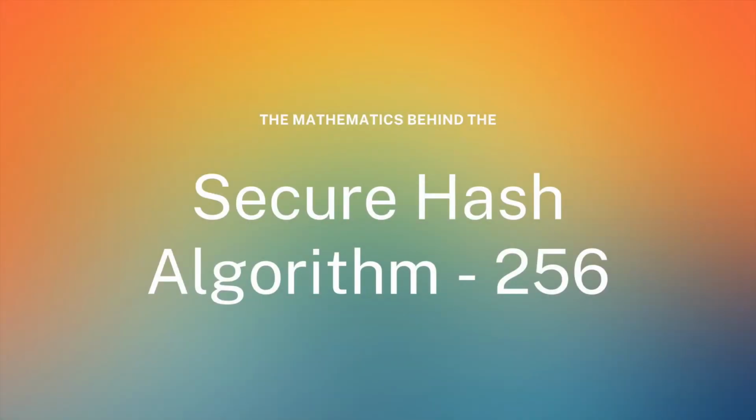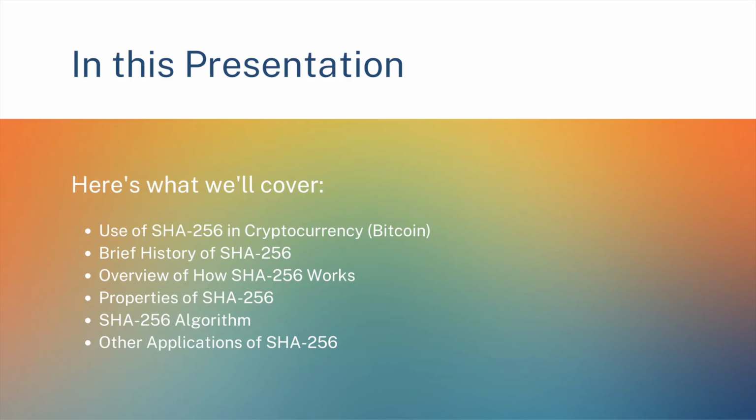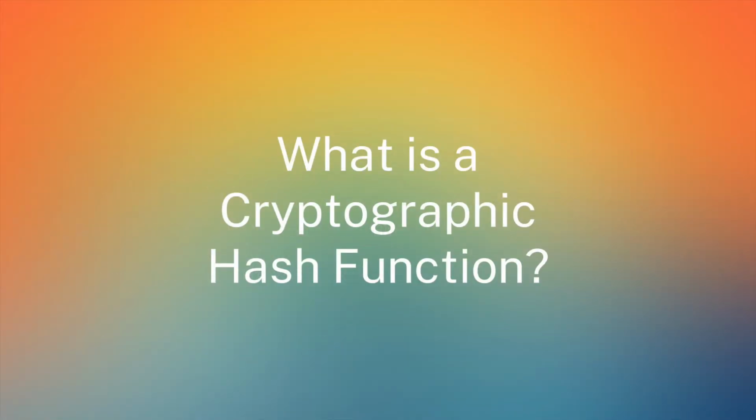Today, I will be discussing the Secure Hash Algorithm 256, which is one of the cryptographic hash functions used in society today. More specifically, I will delve into the following topics: the use of SHA-256 in cryptocurrency, its brief history, an overview of how it works, its properties, the algorithm, and then finally, its other applications. So what exactly is a cryptographic hash function?